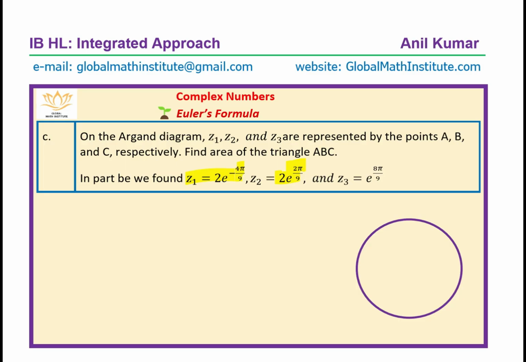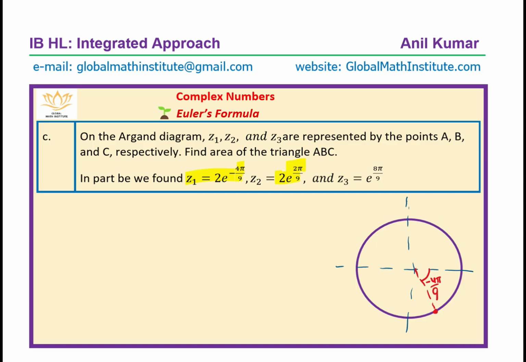Now we go to the next part. We know the roots, and we need to find the area of the triangle ABC. So on the Argand diagram, we already have a circle here. Correct. The first root is 2 e to the power of minus 4 pi by 9. So 2 is the radius of this circle, right? Minus 4 pi by 9 will be somewhere here, so this angle becomes minus 4 pi by 9.